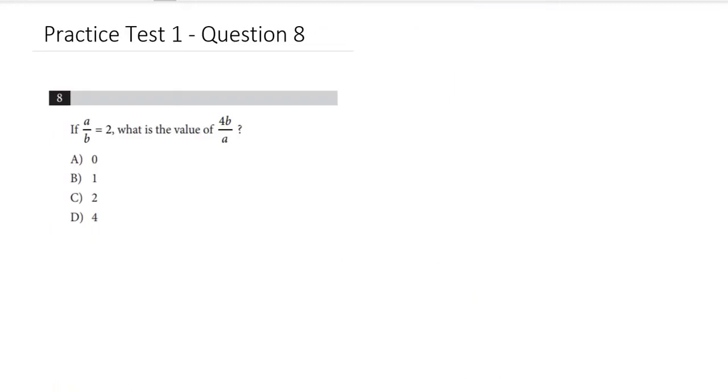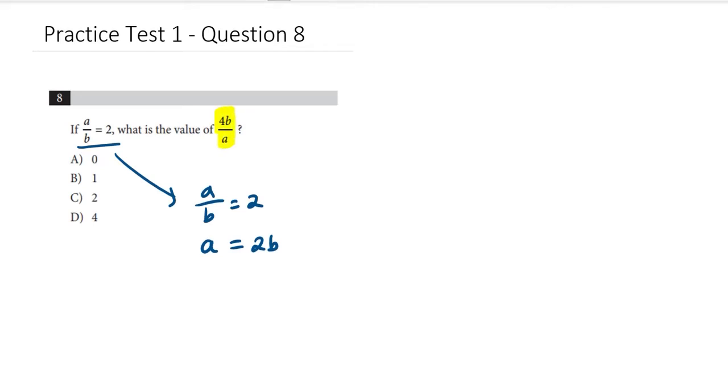If a over b is 2, what is the value of 4b over a? We're going to use the given relation to figure out 4b over a. So we've got two variables. A over b is 2, so we can write a as 2b. And we're going to substitute a with 2b in this expression.